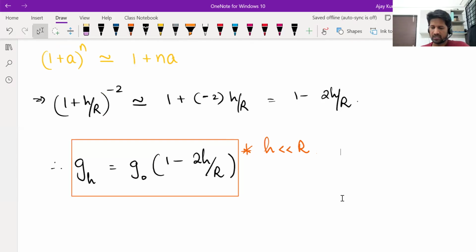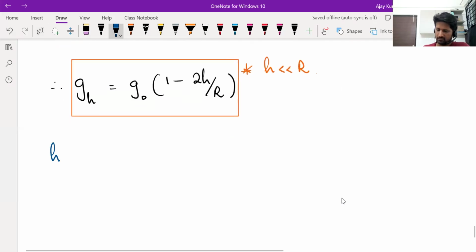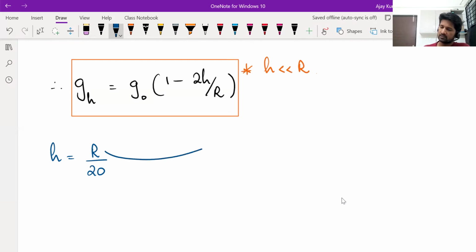So I told you that if height is less than 1/10 of the radius, you can use this formula. So what you can do is take some height. Let's say height above the surface of Earth as 1/20th of the radius. Substitute this in this formula and substitute this in the other formula also.